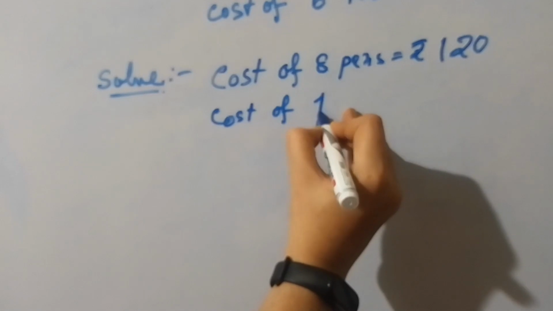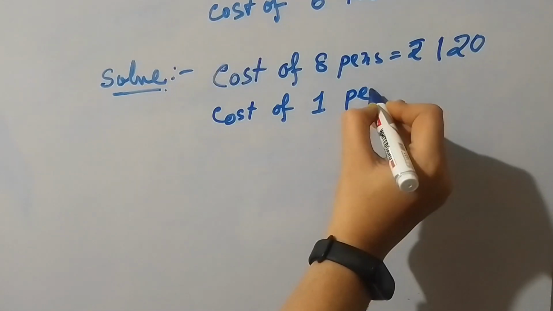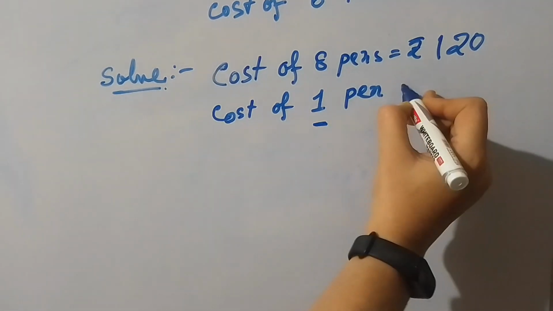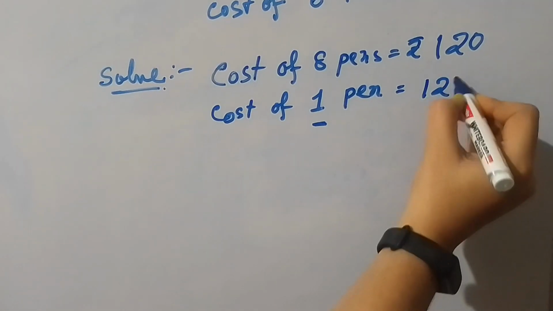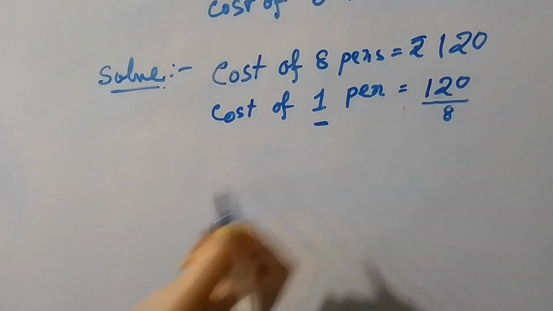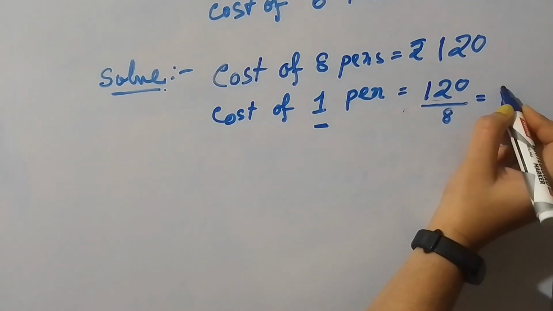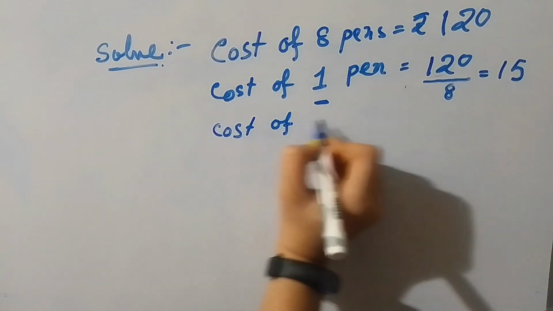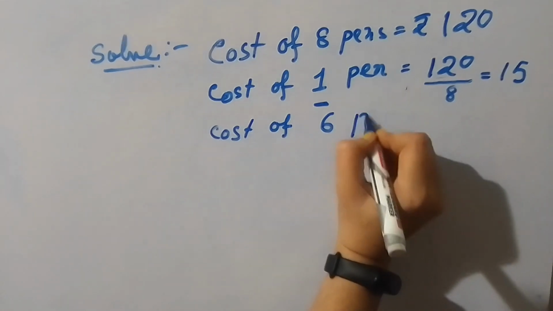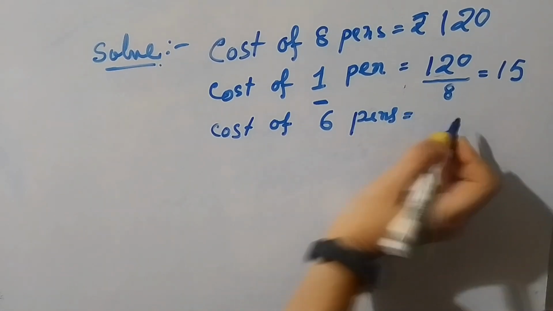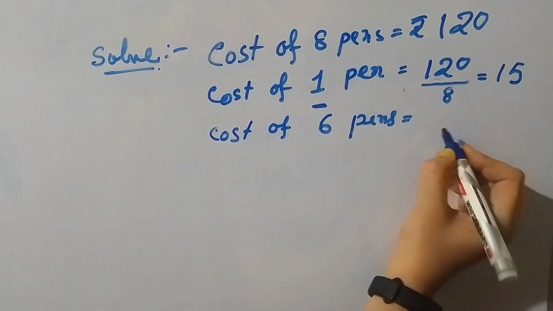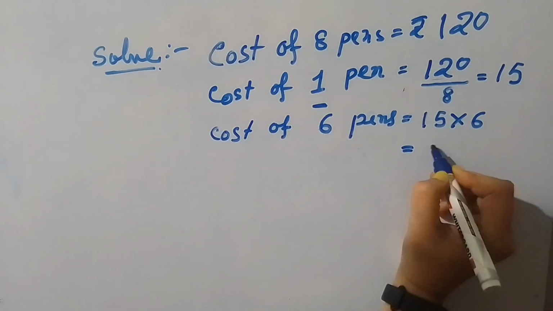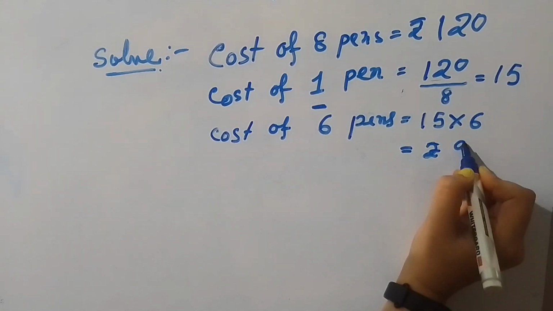Cost of 8 pens is given as rupees 120. Now here we have to apply the unitary method. Cost of 1 pen will be less than the cost of 8 pens, so rupees 120 divided by 8. Here we got the answer 15. Now we have to find out the cost of 6 pens and we know that the cost of 6 pens is more than 1 pen, so we have to multiply 15 with 6. Here we got the answer rupees 90.